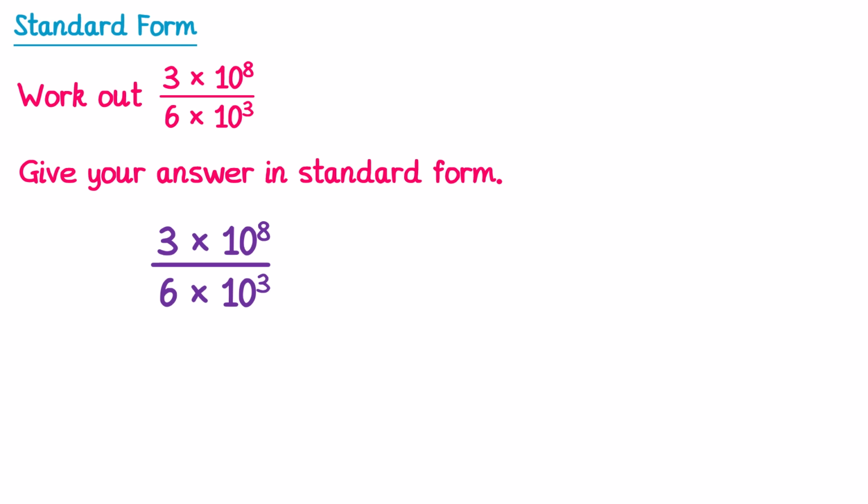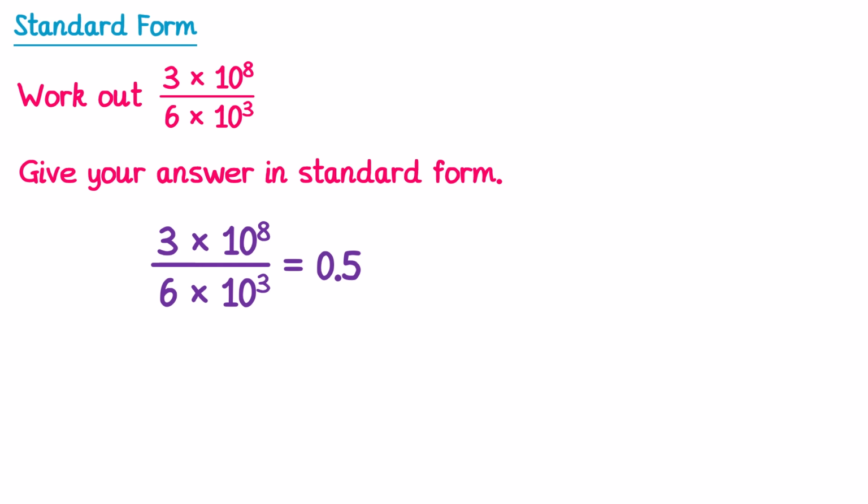And we're going to do what we did before, divide the numbers. So 3 divided by 6. But if you write 3 divided by 6 as a fraction, that will simplify quite nicely to 1 over 2, which is a half. A half written as a decimal is 0.5. So the first part of this number is 0.5.